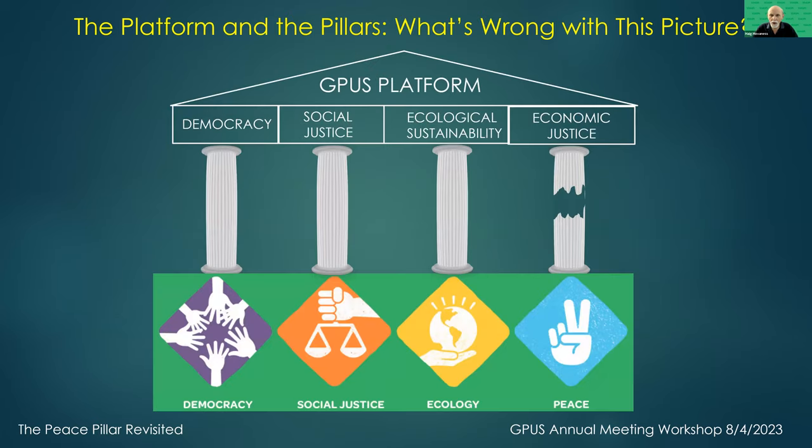So what's wrong with the graphic I'm posting here? Underneath, you see the four pillars. And up above, you see the major sections of the current Green Party US platform. And everything is consistent up till you get to peace, because the fourth section of the existing platform is headed economic justice and sustainability. So there's a broken symmetry here. And we're going to talk about why that's a problem and what should be done.